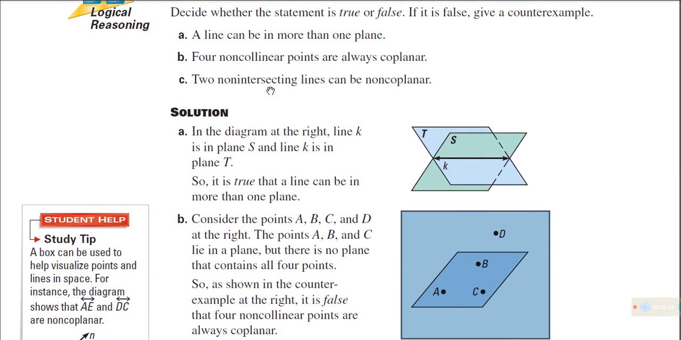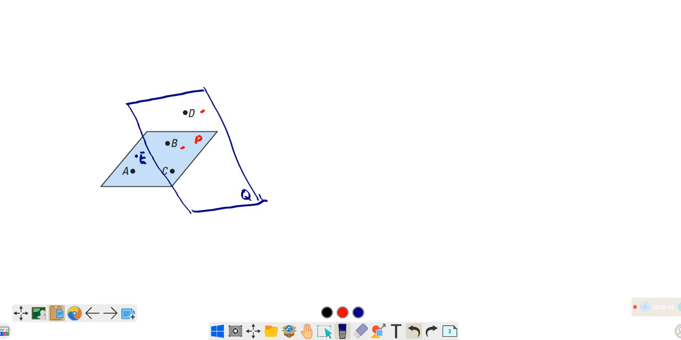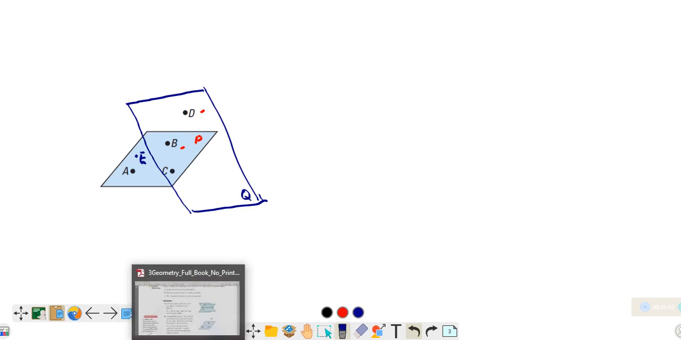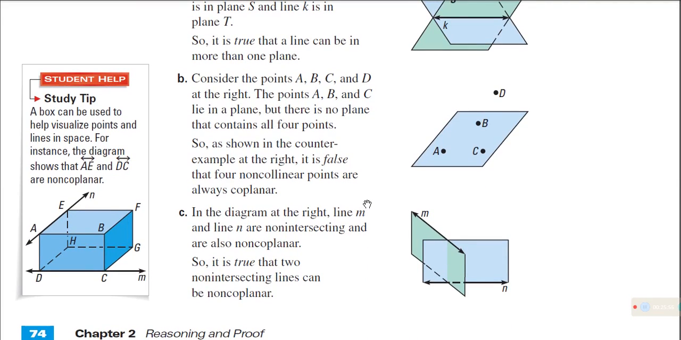Ayan. C. Two non-intersecting lines can be non-coplanar. So, two non-intersecting lines can be non-coplanar. So, halimbawa, meron kang dalawang lines that are not intersecting. For example, parallel lines. O kaya skewed lines. Ayan. So, two lines are skewed if they are not on the same plane. Pero kapag parallel lines, nasa same plane lang din sila.